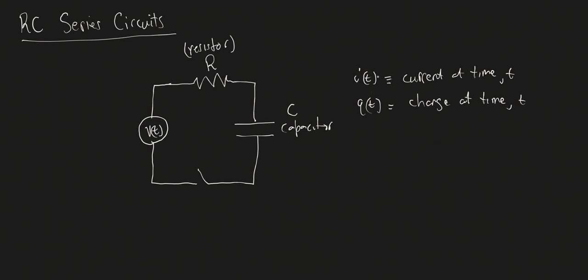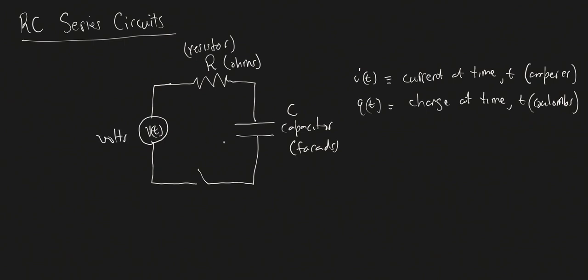We know that the units for current are amperes. The units for charge are coulombs. And we know resistance is in ohms, and capacitance is in farads. So farads, ohms, and then of course volts.